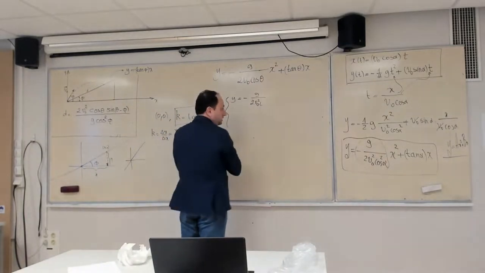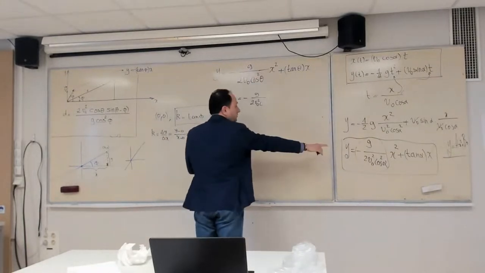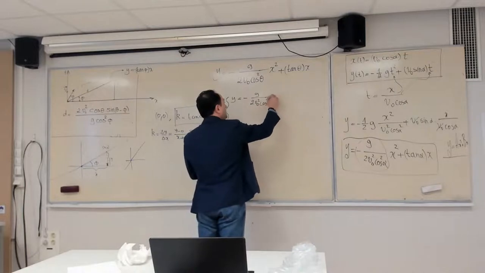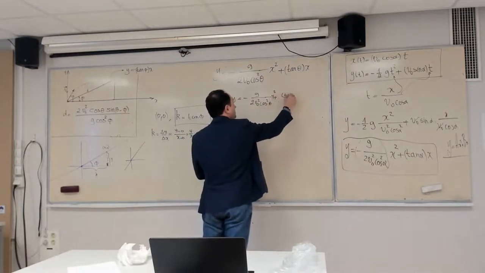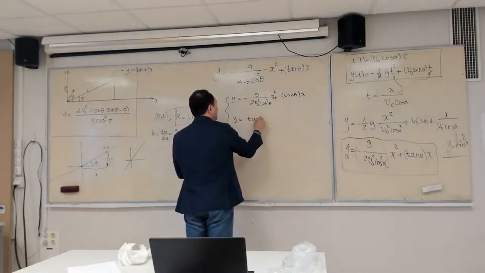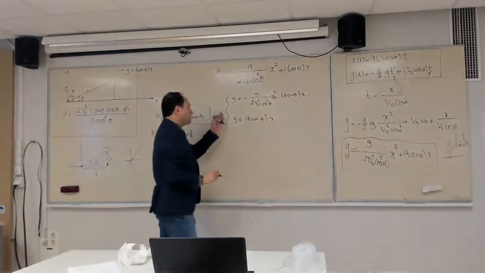Oh, there is a 2 here, yes? I missed the 2 here. There is a 2. So it becomes cosine 2 theta, and then I have x squared, then I have tangent theta x, and the other one is y equals tangent phi x. So how should I solve this system?